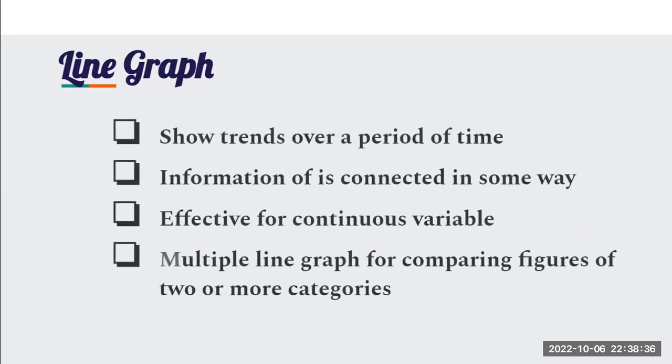Next, we have the line graph. It shows trends over a period of time. Information is connected in some way, and this is effective for continuous variables. Multiple line graph is for comparing figures of two or more categories.